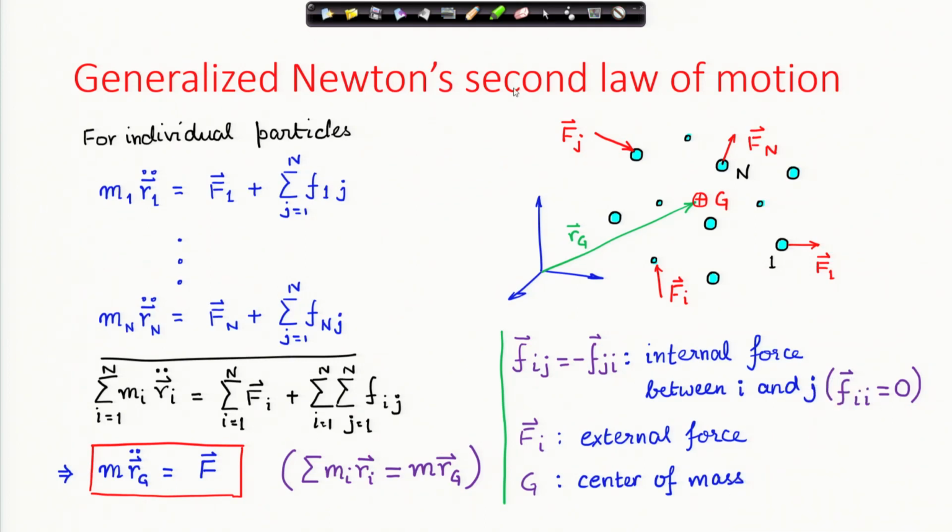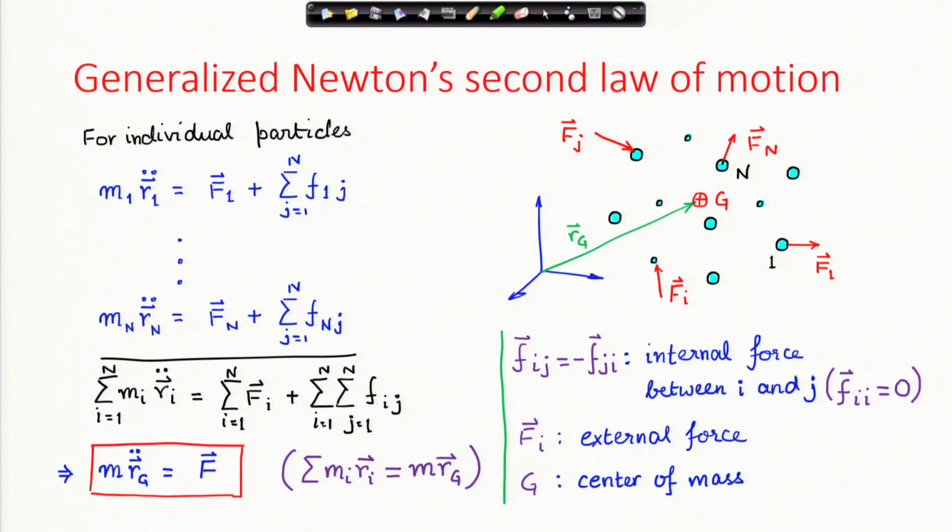This is an extension of Newton's second law for a system of particles. Newton's second law for a particle of constant mass says mass times acceleration of the particle is equal to the net force acting on the particle.